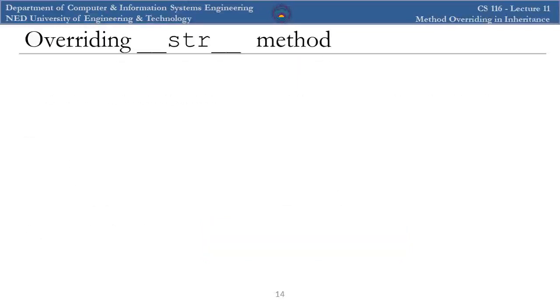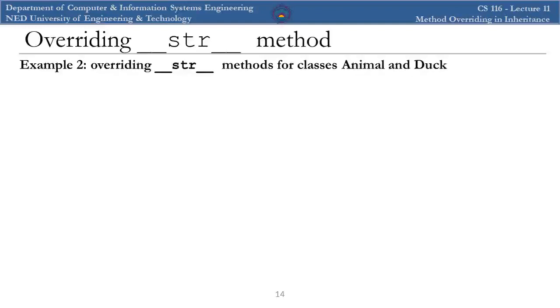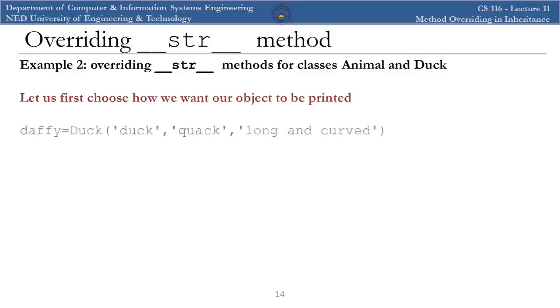Okay, now let's apply this concept to our own classes animal and duck. First of all, we'll have to decide what kind of output we want when we print an object. So let's talk about this class duck first.